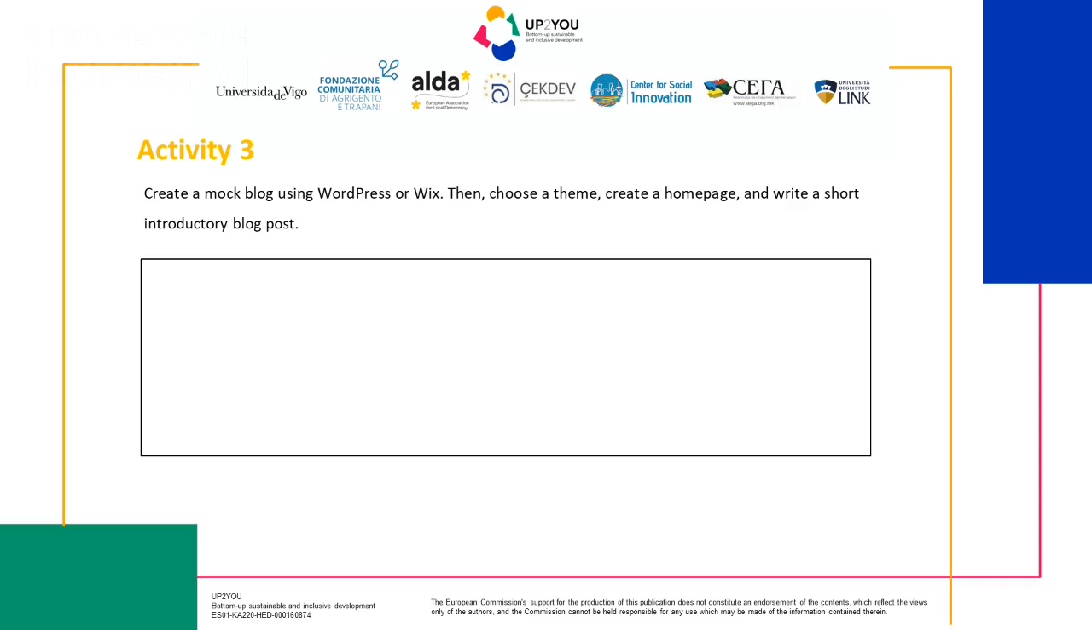For Activity 3, create a mock blog using WordPress or Wix. Choose a theme, create a homepage, and write a short introductory blog post. This will give you practical experience in setting up and managing a blog.